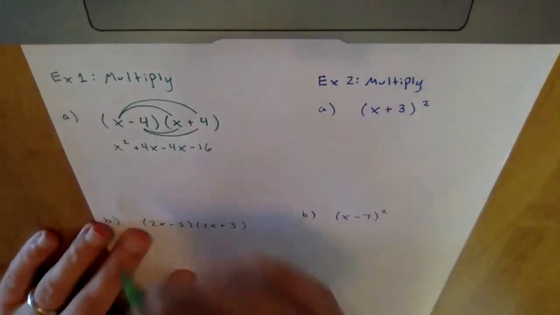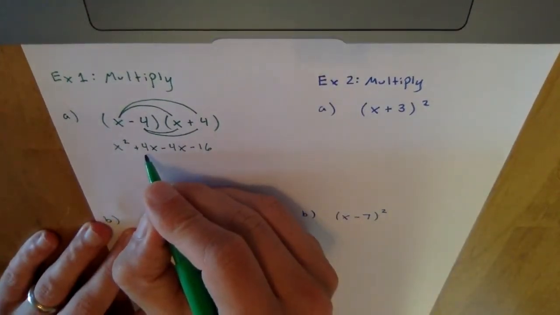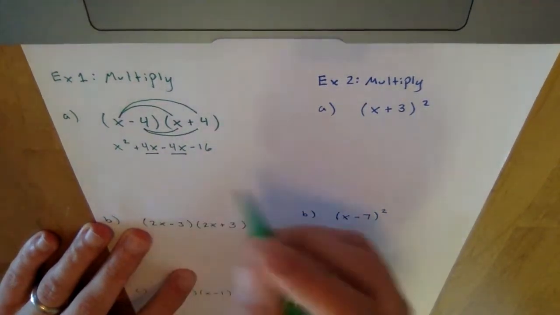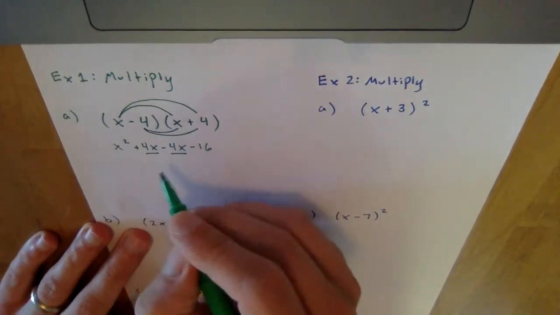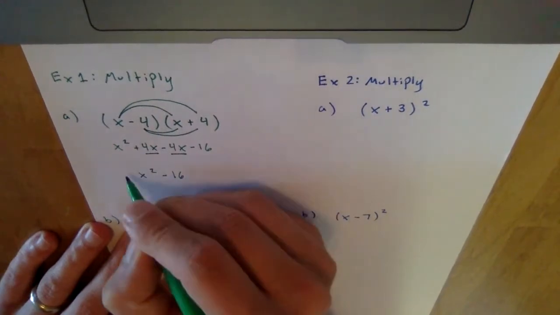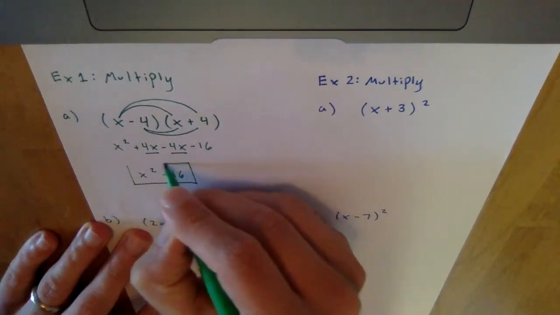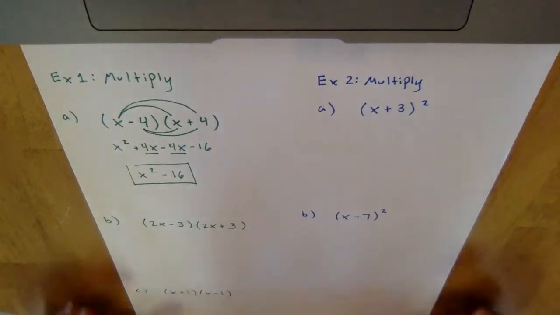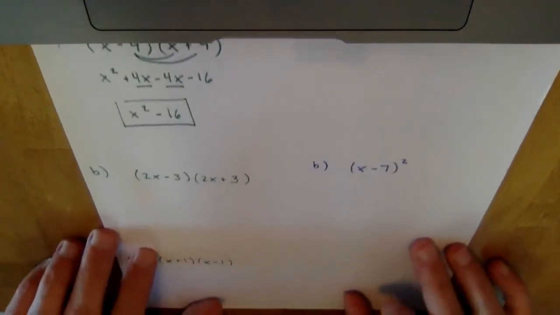And check out what happens here. As we combine like terms, we're noticing that we have these x terms that are opposites. So -4x and +4x. And so those things are going to cancel each other out, right? And it's just going to be x squared minus 16 that's left. And we'll move to letter B here.